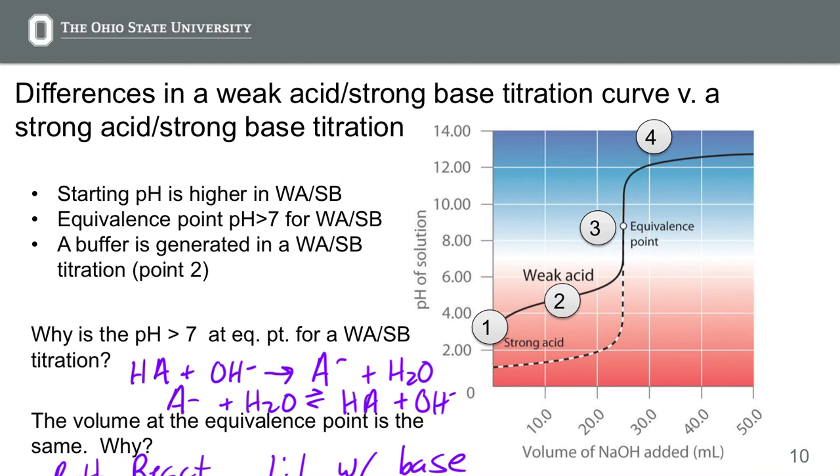And if you do a weak base and strong acid titration, it would just be flipped? It would be flipped, and the pH at the equivalence point would be less than 7. Okay, thank you.